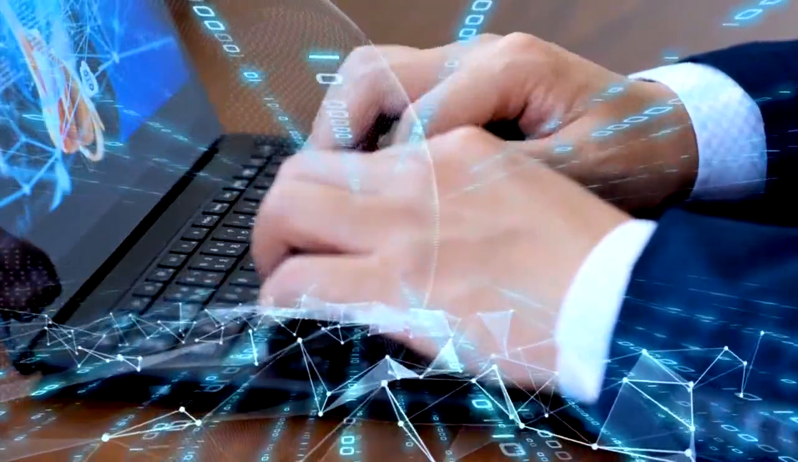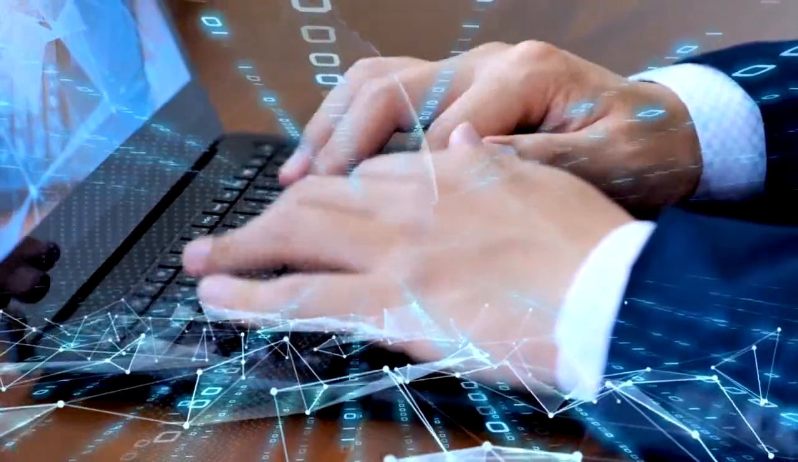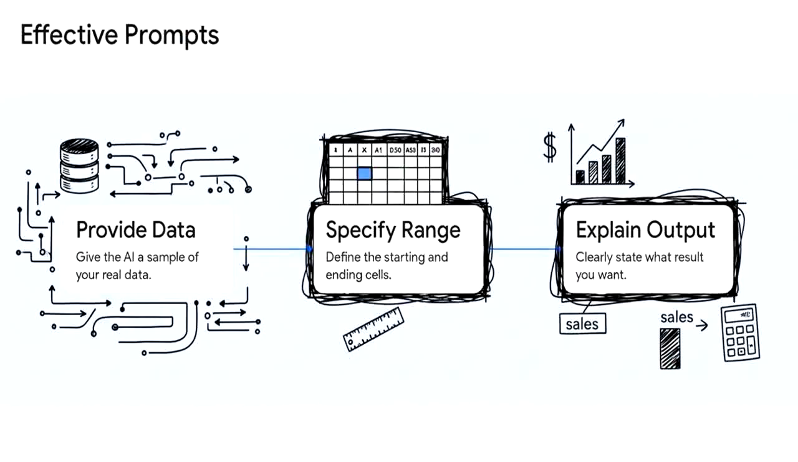And unless you know what output you want, you cannot write an effective prompt. Moreover, you can't judge whether the output is correct or not without understanding your data. So today in this video, I will show you how to generate prompts for your Excel problem. The generation of an effective prompt basically covers three main factors. First, in your prompt, you need to provide a small sample of your real data. Secondly, you must specify the starting and ending cells of your data. And third, clearly explain what output you want from that data.